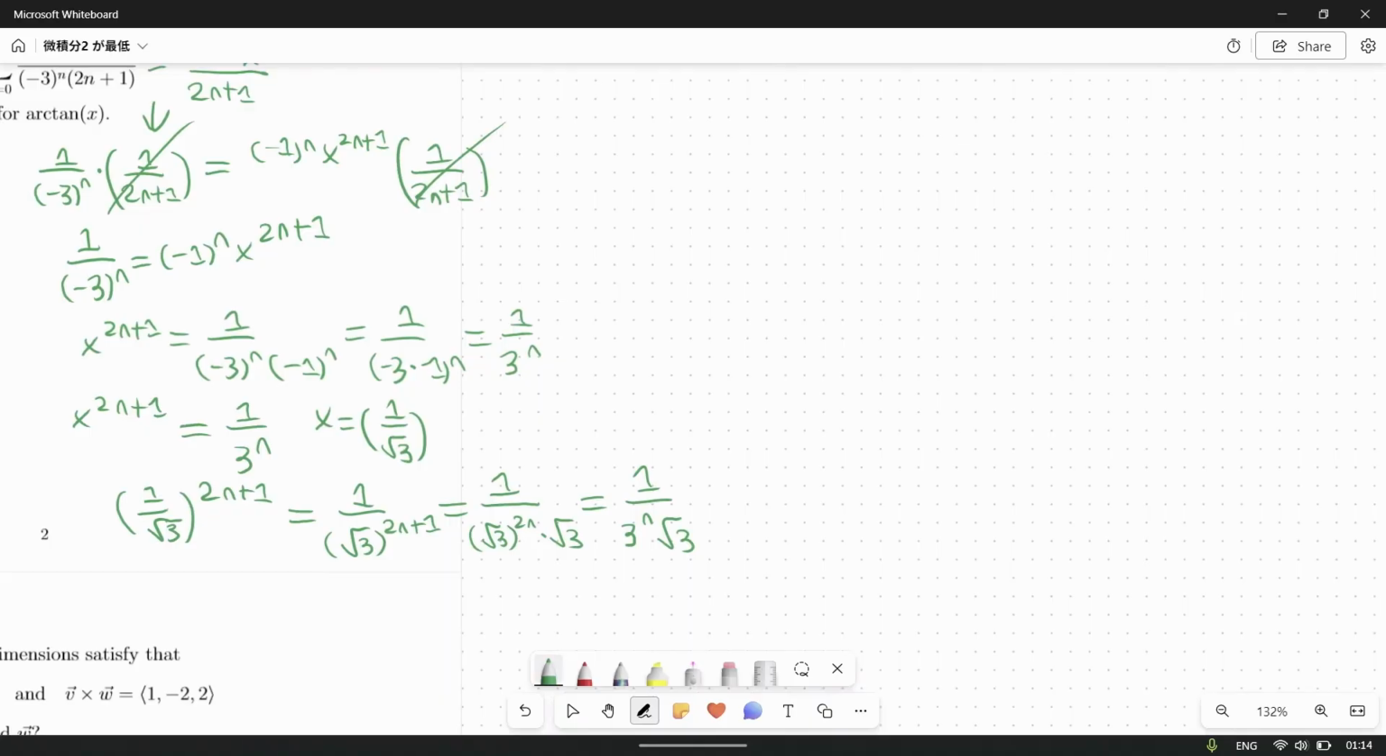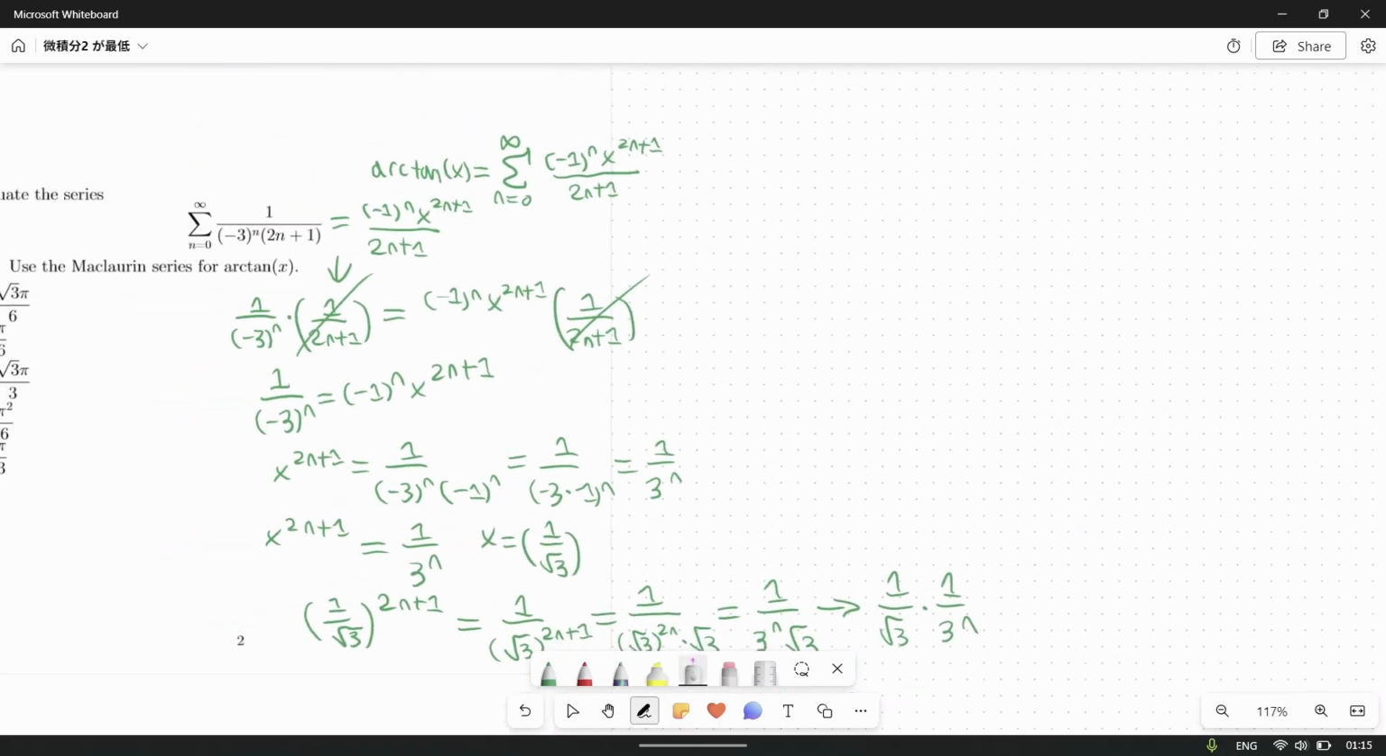And so now you can see, while this is not exactly equal to this, it's very close. How should I put it? Since this is very close to this, what we can do from here is just isolate a 1 over root 3 multiplied by 1 over 3n, and then we can plug this back into our original Maclaurin series here, and then solve this problem.